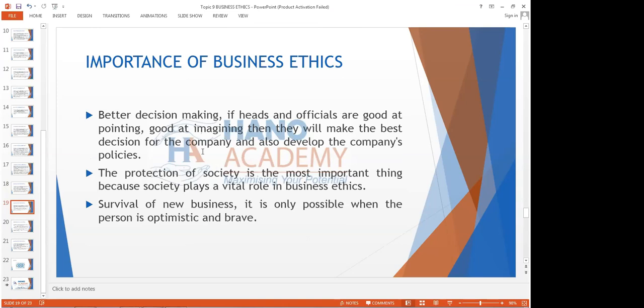Then you need to have better decision making. How do you make your decisions? If heads and officials are good at planning and good at imagining, they will make the best decisions for the company and also develop the company's policies. So the heads of the institution should make good policies. Then next is the protection of society, which is the most important thing because society plays a vital role in business ethics. So the society should be protected.